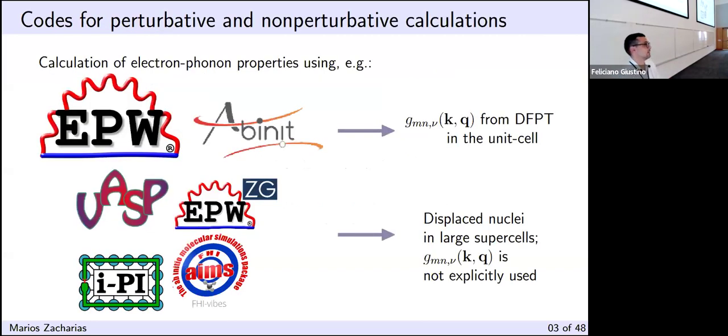So in the literature, we can compute electron-phonon properties either using perturbative or non-perturbative approaches. One can, of course, use EPW, which you have been learning so far, or Rabini, to compute the electron-phonon matrix elements with density functional perturbation theory within the small unit cell. Other approaches compute electron-phonon properties non-perturbatively. Some implementations there are in BAS, the ZG code, which I'm going to talk about today, path integral molecular dynamics, or molecular dynamics relying on classical mechanics. In these approaches, we indeed displace the nuclei. I'm going to talk now about these displacements.